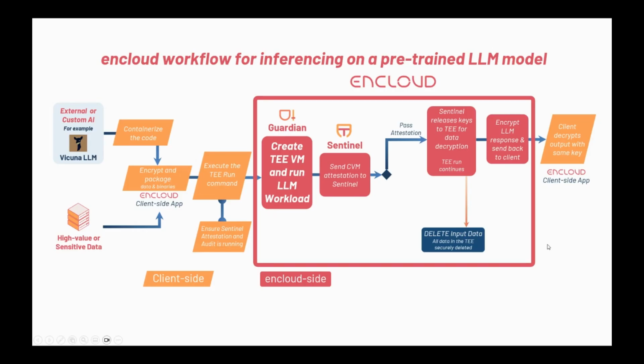Next, the client triggers the run command using Encloud, at which stage a new Guardian CVM is spun up on Google Cloud. The Guardian CVM boots up and requests access to encryption keys from Sentinel by sending its attestation report to Sentinel over an encrypted channel.